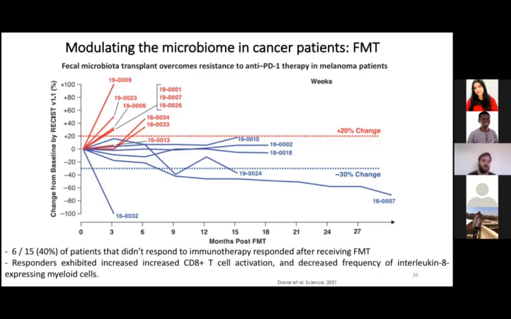And these patients that responded exhibited increased CD8 T cell activation, decreased frequency of interleukin expressing myeloid cells. And here, as you can see, these are the different patients that they evaluated. And here is the change in the tumor volume compared to the start of the treatment. So you can see that there are some patients that, even after FMT, didn't respond to immunotherapy. However, there are 6 patients here that actually responded to immunotherapy just by receiving a transplant from a more healthy fecal sample.